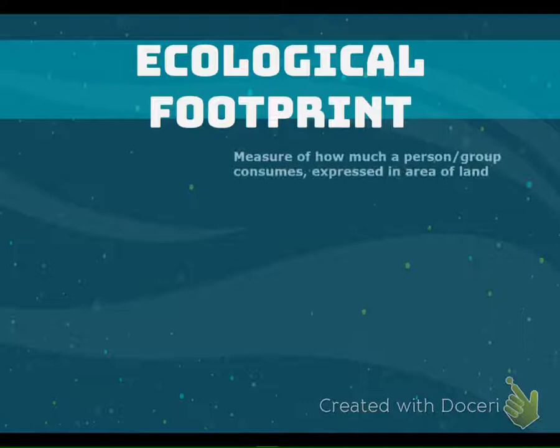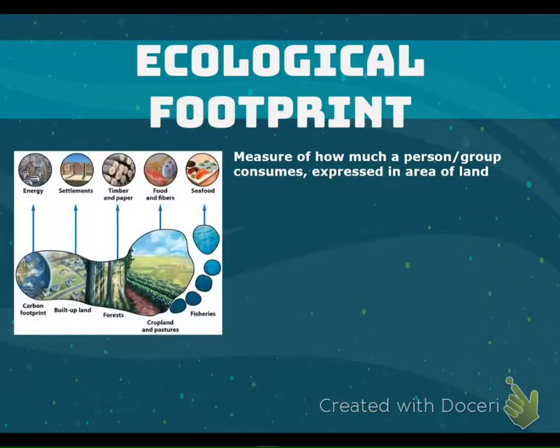So an ecological footprint is a measure of how much a person or a group consumes, and it is expressed by how much land would be required for this use. For example, the footprint would involve how much energy is used for production of energy, where you live, timber and paper for you, food and fibers, seafood, fisheries, cropland, forest, built-up land, and carbon, which would also be the carbon footprint.